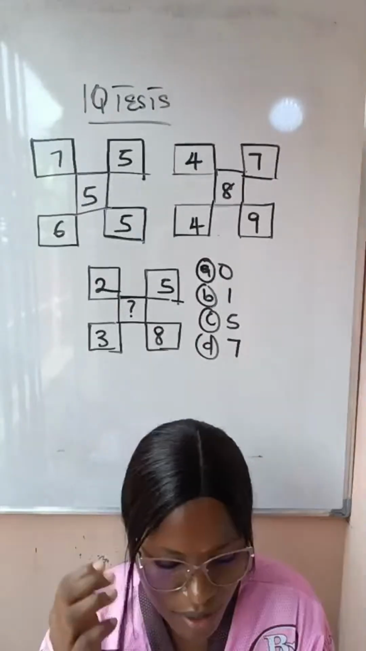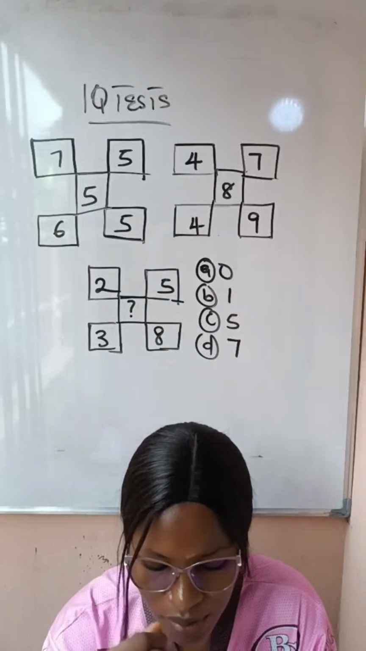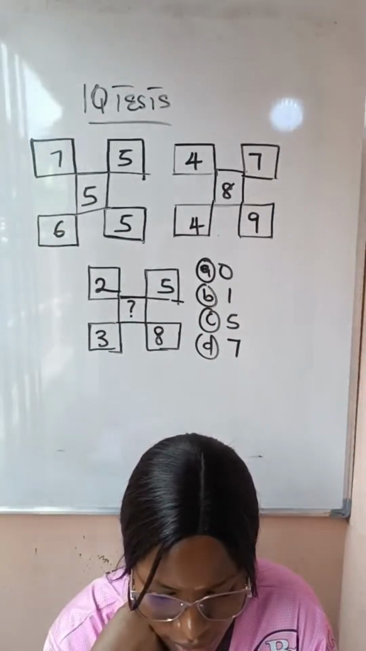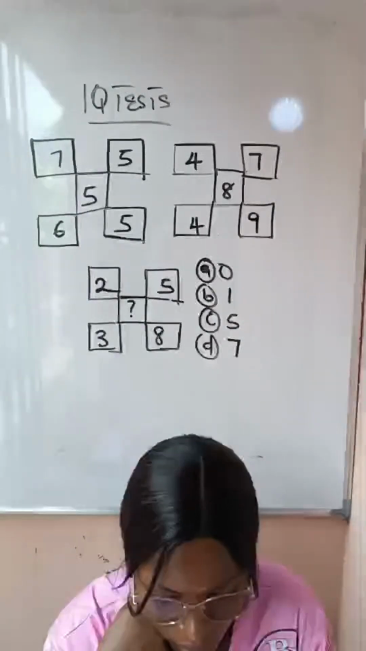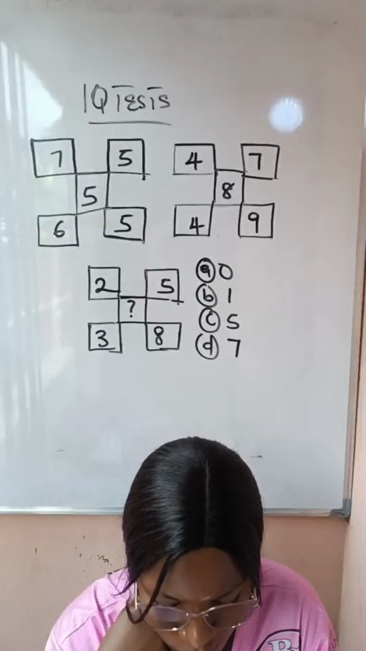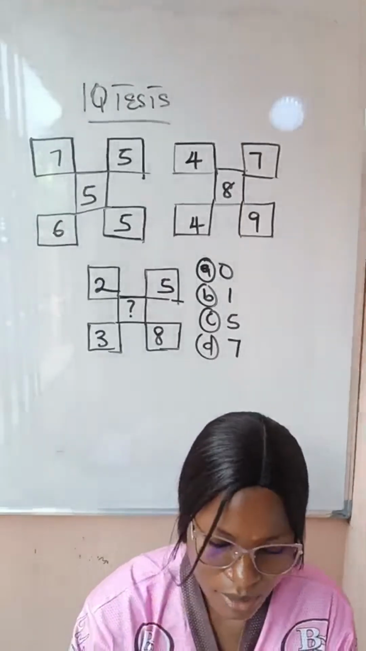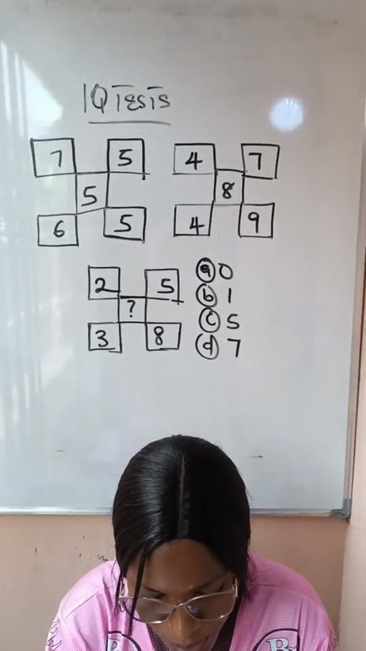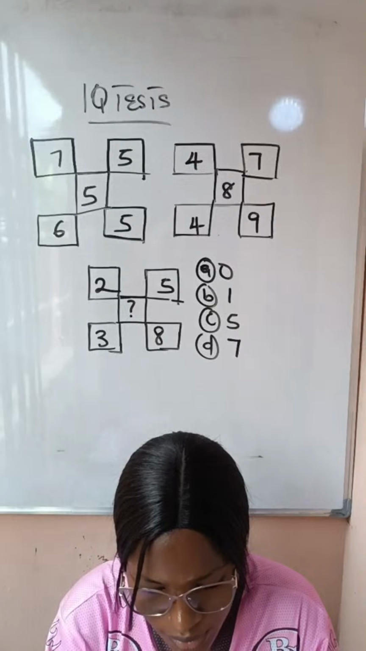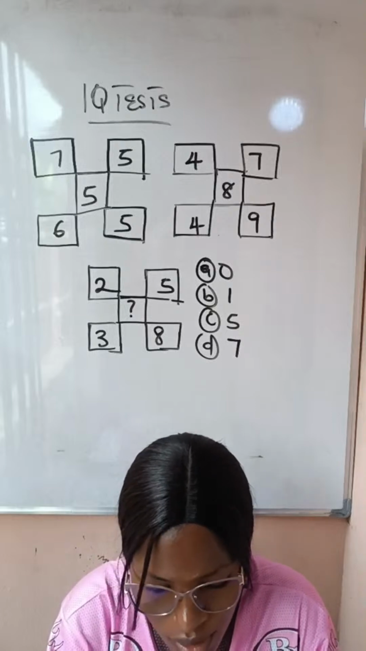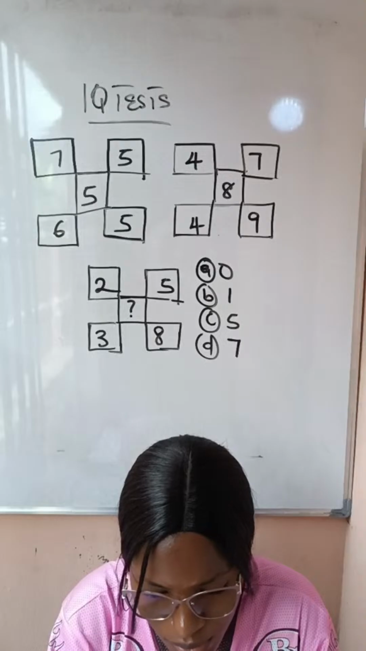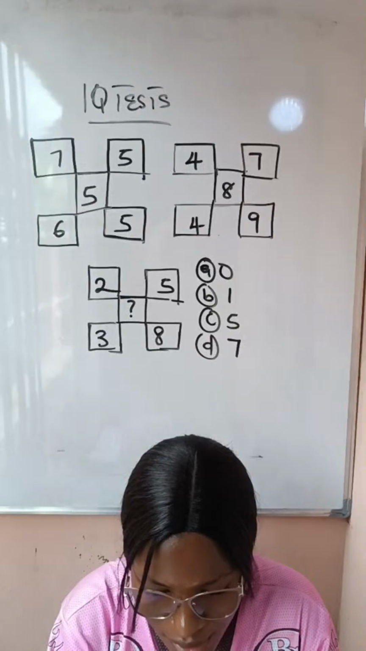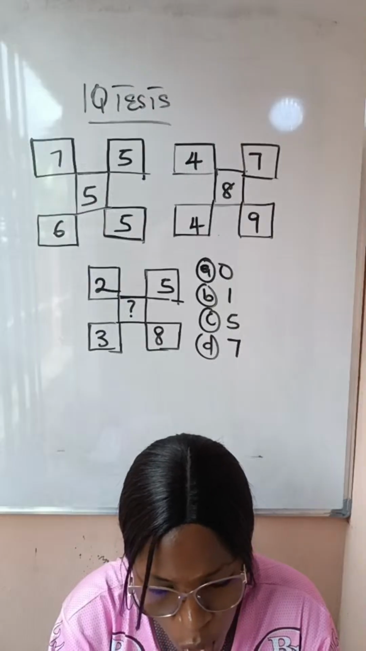So we have 7, 5, 6, 5, and 5 in the middle. We have 4, 7, 8, 4, 9, 8 in the middle. And we have 2, 5, 3, 8. And we are missing a number in the middle. Now, one thing about IQ test is there must be a hint, something that will help you to figure this whole thing out. The fact that we have numbers in the middle will tell you that that number in the middle can help us out.